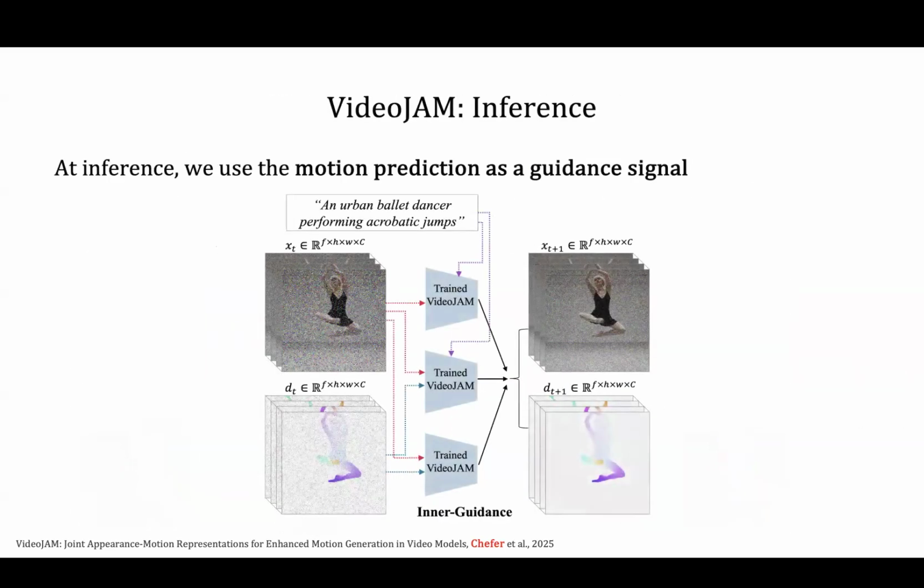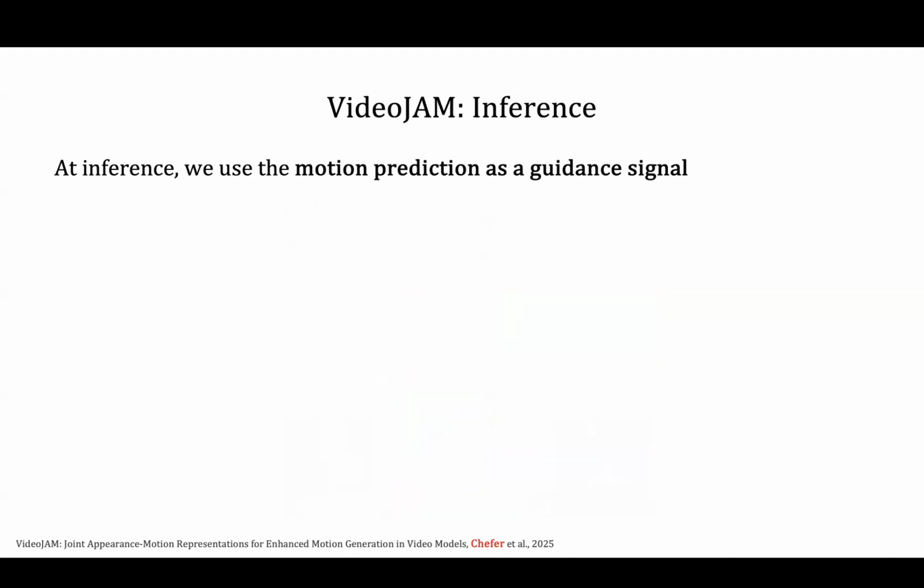Okay? So why did I tell you all of this? At inference time, theoretically, we don't need this motion signal. We can just get rid of it, right? We just need the actual appearance, the actual video. So how can we use this motion signal during inference to improve the model and make sure that it creates a video that is temporally plausible?